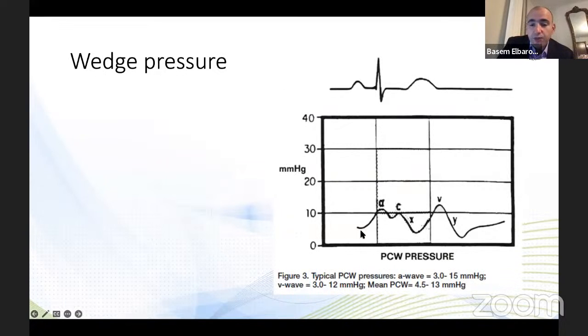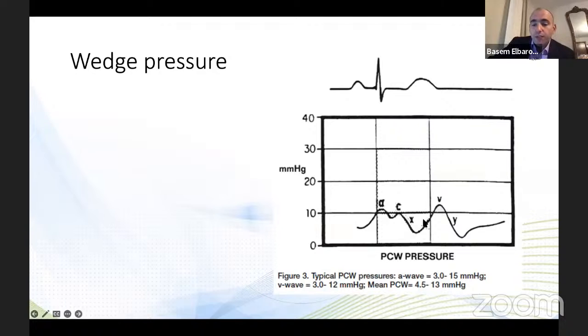Exactly like the right atrial pressure, there is an A wave and a V wave. There are two differences with the wedge pressure compared to the right atrial pressure. The first is that the amplitude of the A wave and V wave is a bit higher. That's because the left atrium is a bit more stiff, less compliant, dealing with slightly higher pressures.